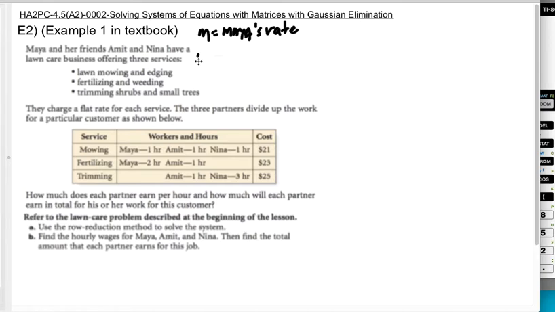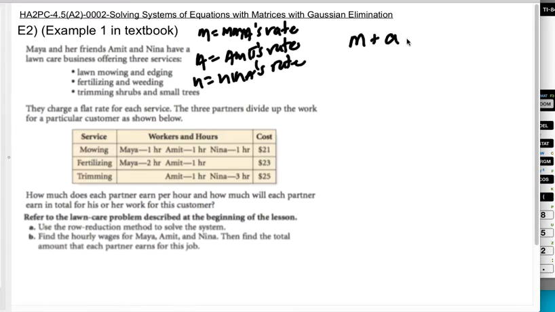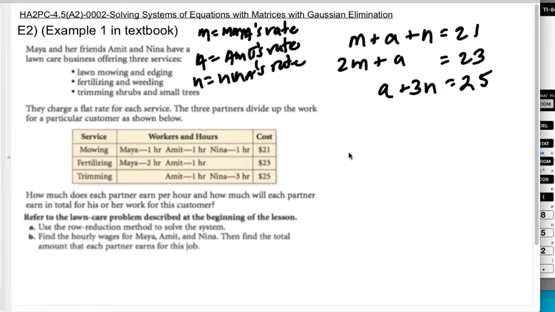All right, I'm going to use m for Maya's rate, a for Amit's rate, and n for Nina's rate. So we know that Maya working 1 hour plus Amit working 1 hour plus Nina working 1 hour costs $21. We know that Maya working 2 hours and Amit working 1 hour costs $23. We know that Amit working 1 hour and Nina working 3 hours costs $25.